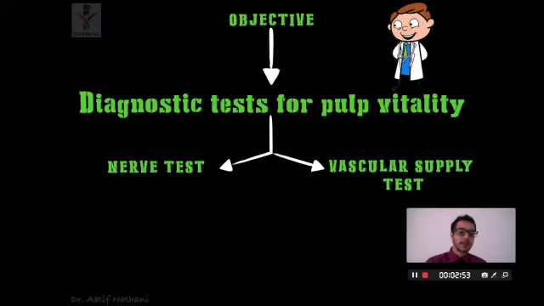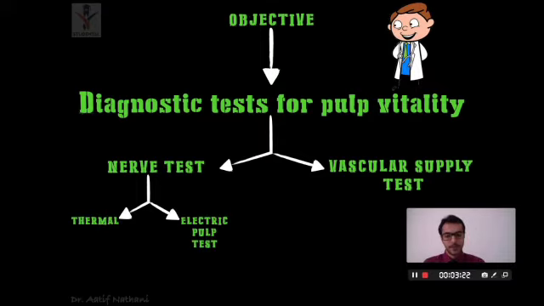One is the nerve test and the other one is the vascular supply test. Now guys, I'll tell you, vascular supply tests are not available clinically. Practically, it is unavailable and impossible for anybody to test the vascular supply of a pulp. That is why we depend on the nerve tests, the nerve supply. We will tell you in detail. Nerve tests can be divided into thermal and electric pulp testing. Thermal test is again divided into cold test and heat test.